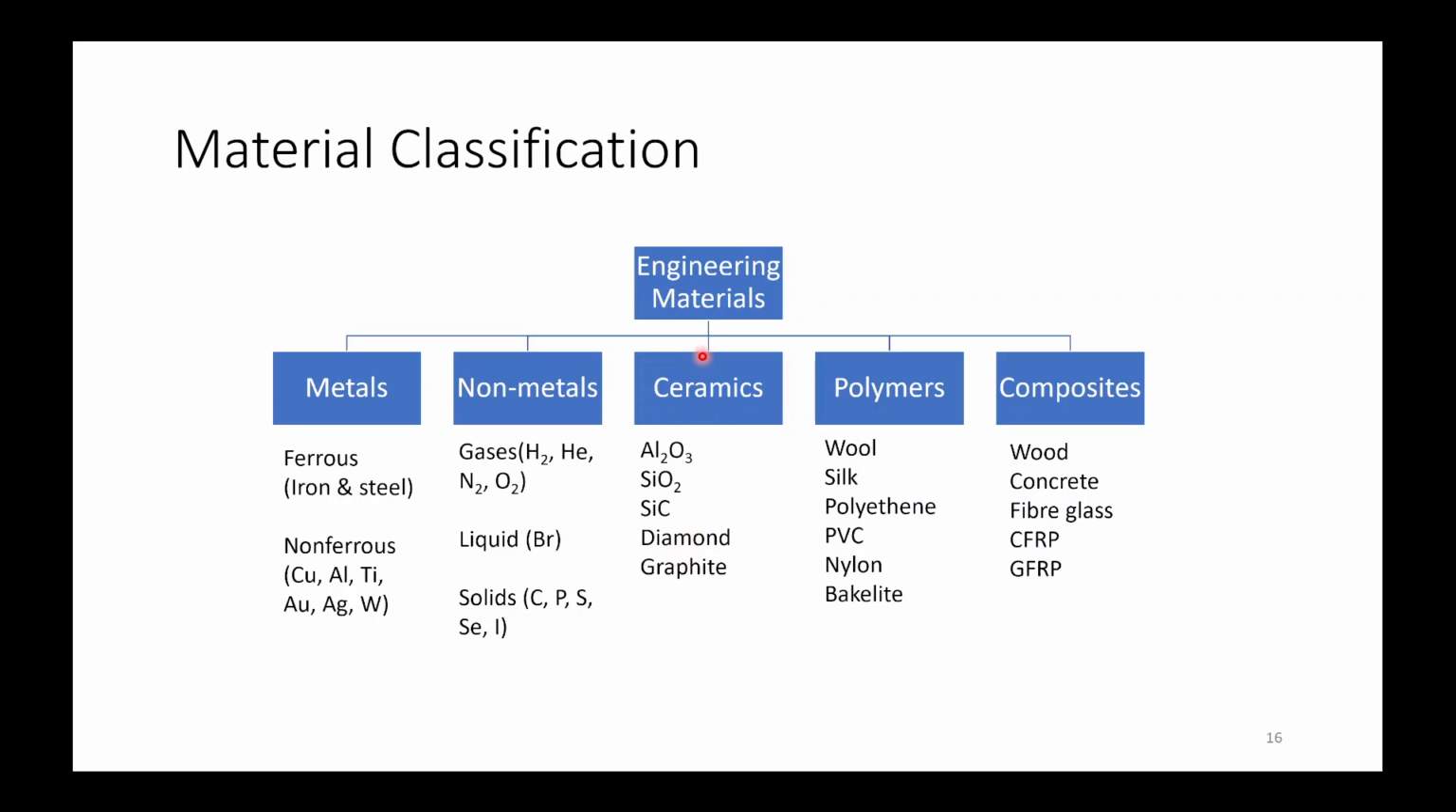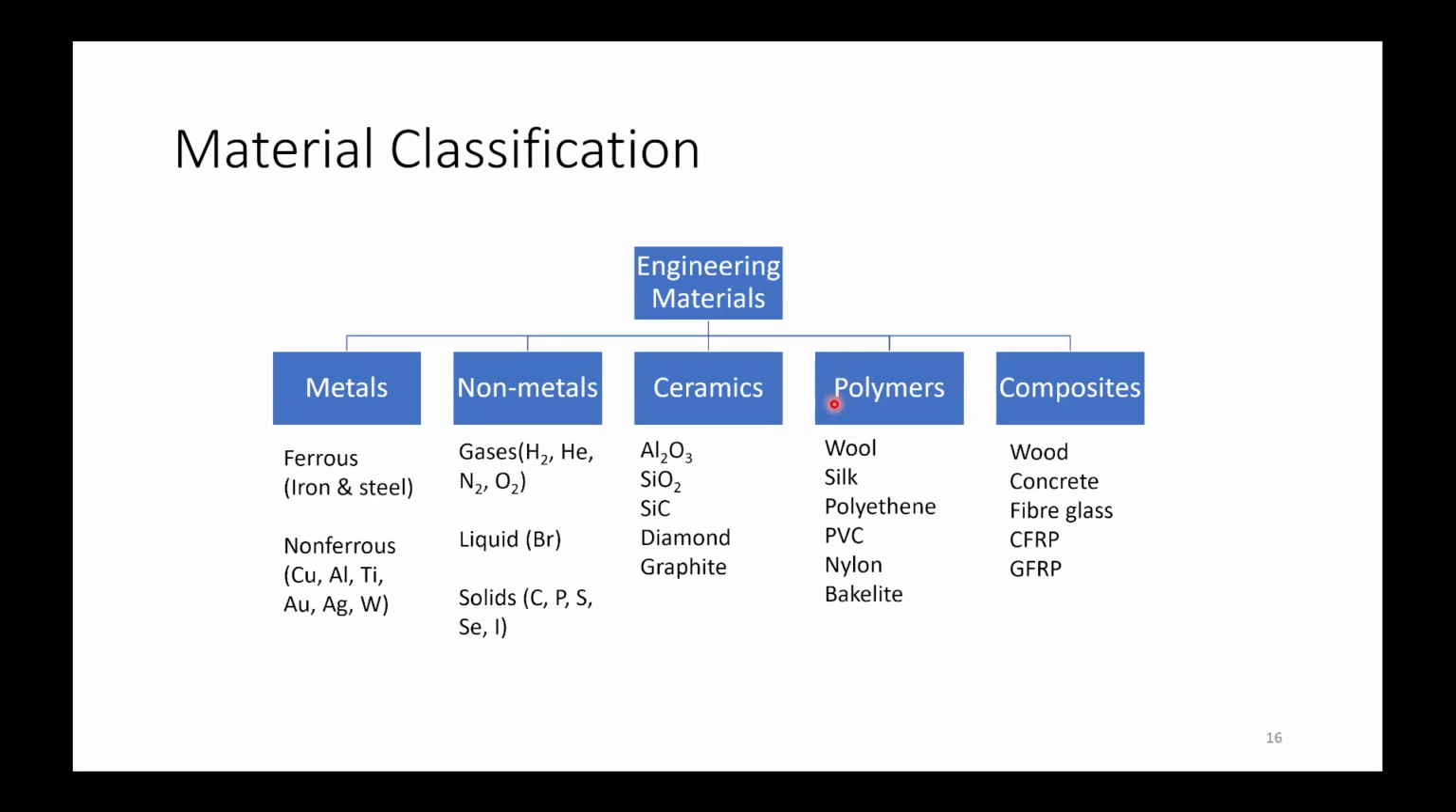Now in case of ceramics, these are compounds of metals and non-metals, or they can be made of entirely one element also, like diamond, which is made up of carbon, and graphite also. These have very high melting temperatures. Alumina, silica, silicon carbide, diamond, and graphite are some ceramics.